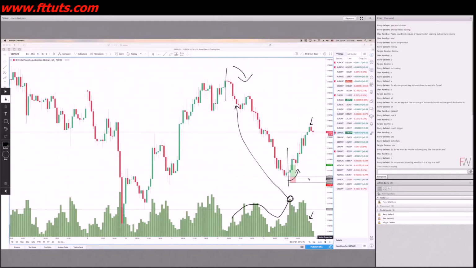All right. So next question is, can volume show whether it's a buy or sell? No, we don't know if it's a buy or sell. All we know is there's transactions. We need to figure out what that means.